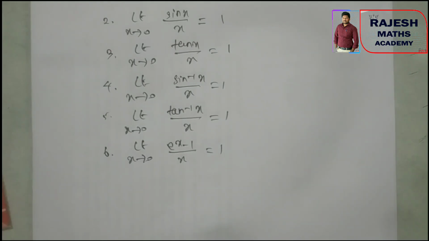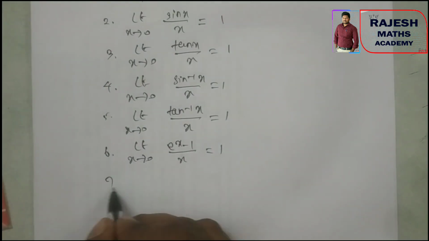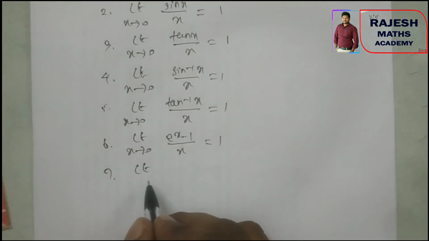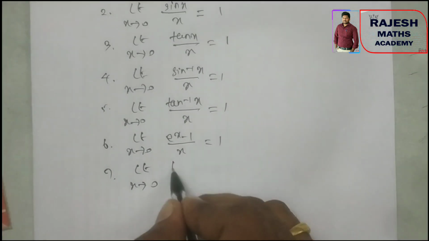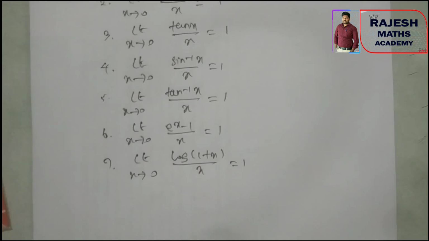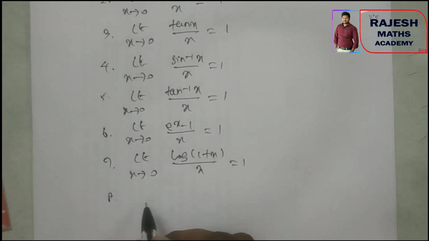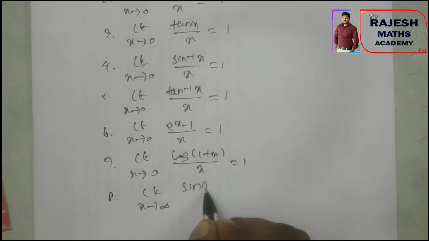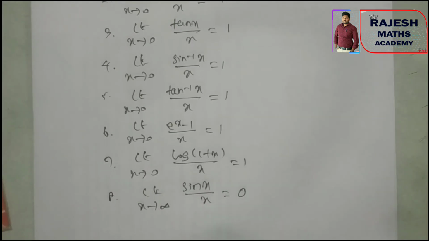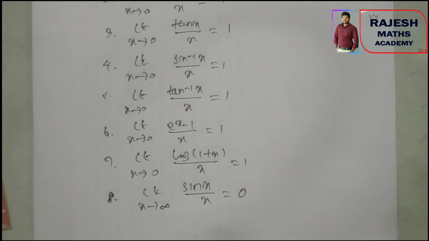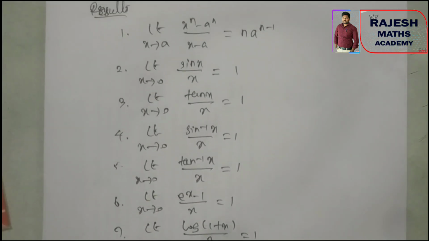Next two results we can take. Result number 7: limit x tends to 0, log of 1 plus x divided by x equal to 1. Then one more result you will write: limit x tends to infinity, sin x by x equal to 0. These results are enough to solve some problems of this chapter. These results are not available in the textbook, so we have to go through this clearly.